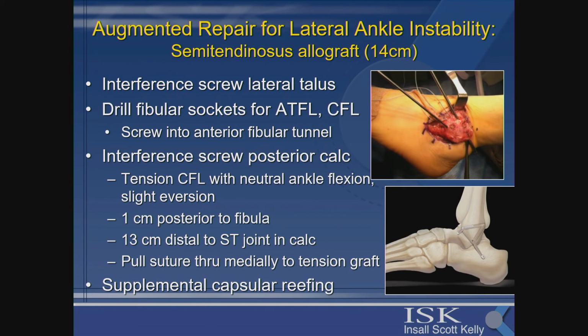Some other ways to augment it would be an allograft. With allograft reconstruction, in my hands, I tend to do this with revisions. I use a semitendinosus allograft, and I place an interference screw in the lateral talus. I do the two sockets in the fibula, which you see here going anterior to posterior. I put another screw in the anterior fibula, and then I put it down to mimic the CFL into the calcaneus.